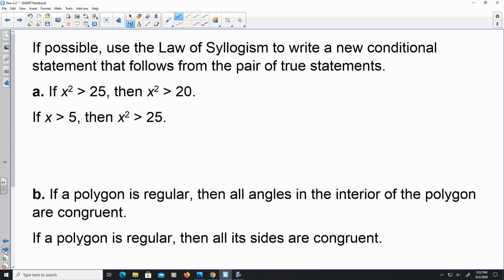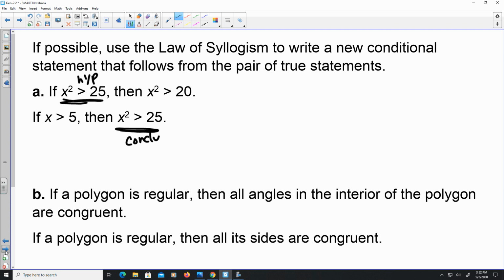Here it says, if possible, use the law of syllogism to write a new conditional statement that follows from the pair of true statements. So here it says if x squared is greater than 25, then x squared is greater than 20. If x is greater than 5, then x squared is greater than 25. So if you noticed that x squared is greater than 25, this is the hypothesis in this statement. This is the conclusion in this statement. So this is where it ties in, where we can use the law of syllogism.